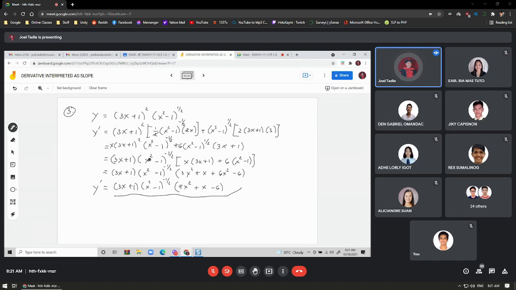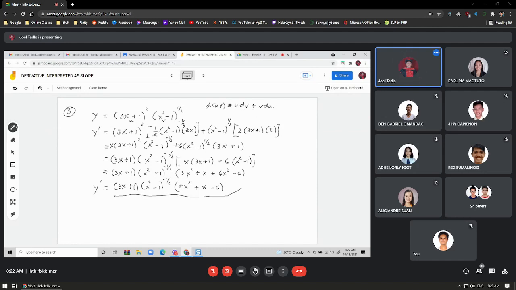Then this time we can use the product formula. What is the product formula, guys? UV prime plus VU prime, sir. The derivative of UV is equal to U dV plus V dU. Okay, that is what we will use. So we let our U here be the first function, and this is our V, the second function.